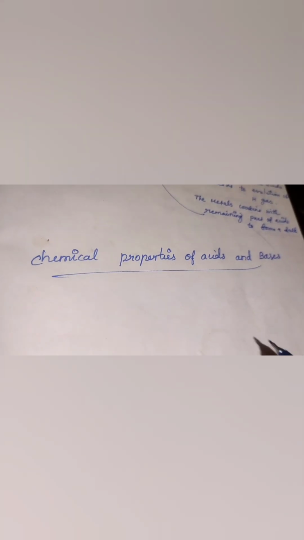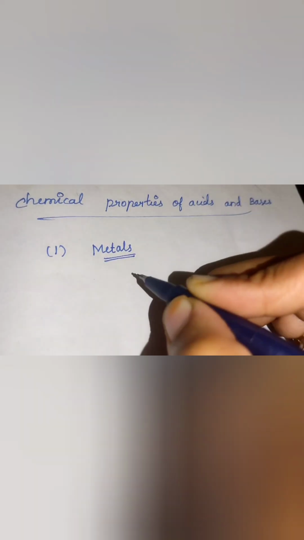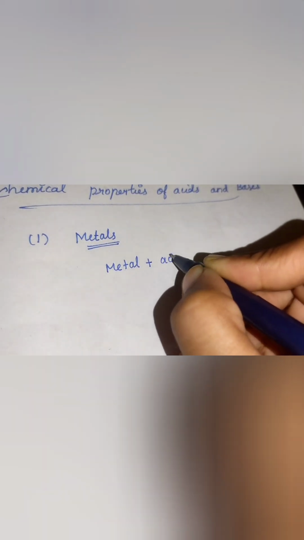And next is the chemical properties of acids and bases. The first chemical property is acid-base reaction with metals. Acids and bases are going to react with metals. First we will take acid. A metal is reacting with any acid.